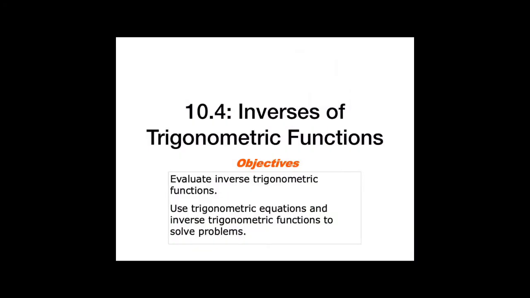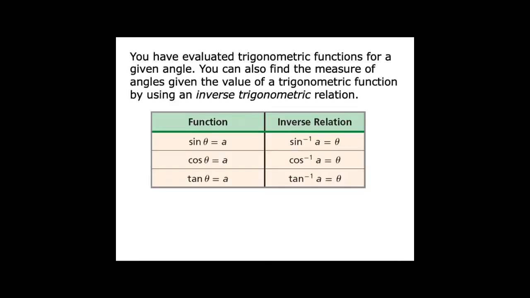Hello, Algebra 2. Today we are looking at Chapter 10, Lesson 4, which is Inverses of Trigonometric Functions. So we have evaluated trigonometric functions for a given angle. You can also find the measure of angles given the value of a trigonometric function by using an inverse trigonometric relation. And so looking at this, the right side of the table is your inverse of your normal function.